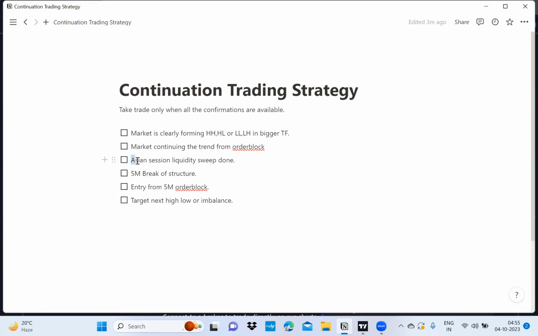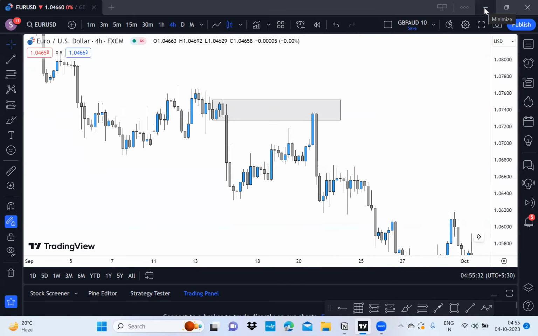We need the Asian session liquidity sweep done. Now what is the Asian session? So let me tell you, in the forex market there are multiple sessions. There are multiple, different time periods in which the market reacts in a certain way. The market moves in a certain way.